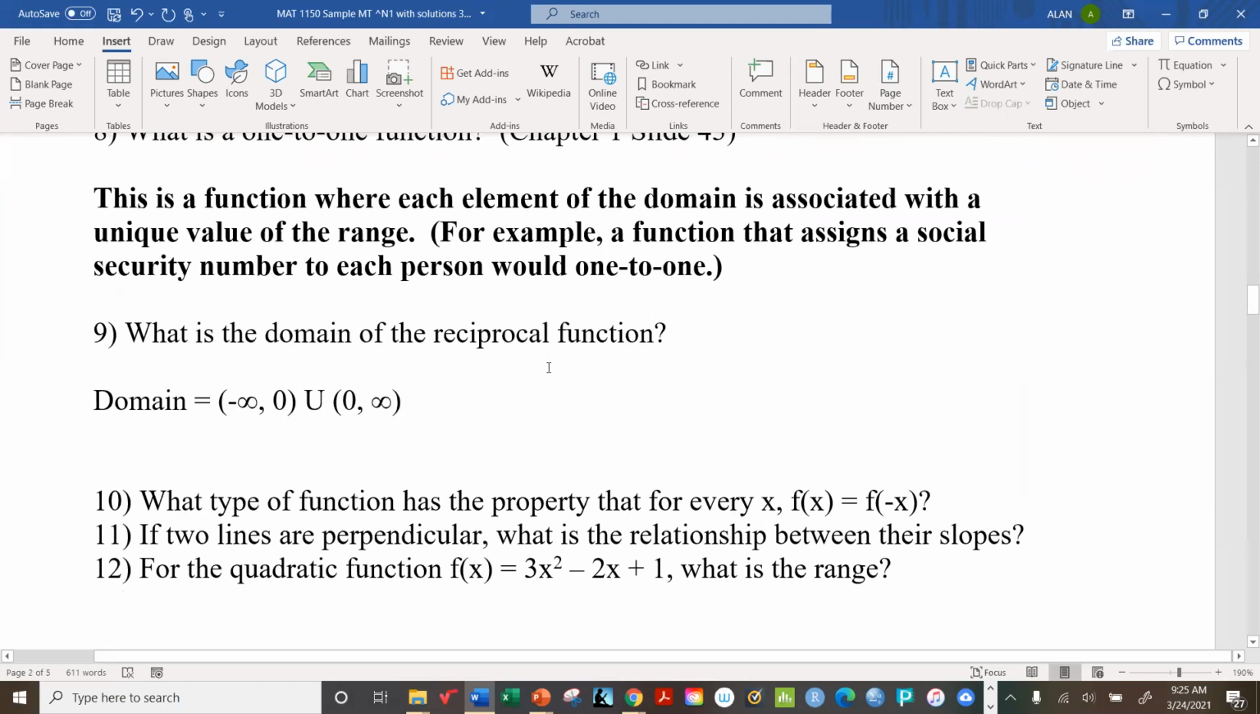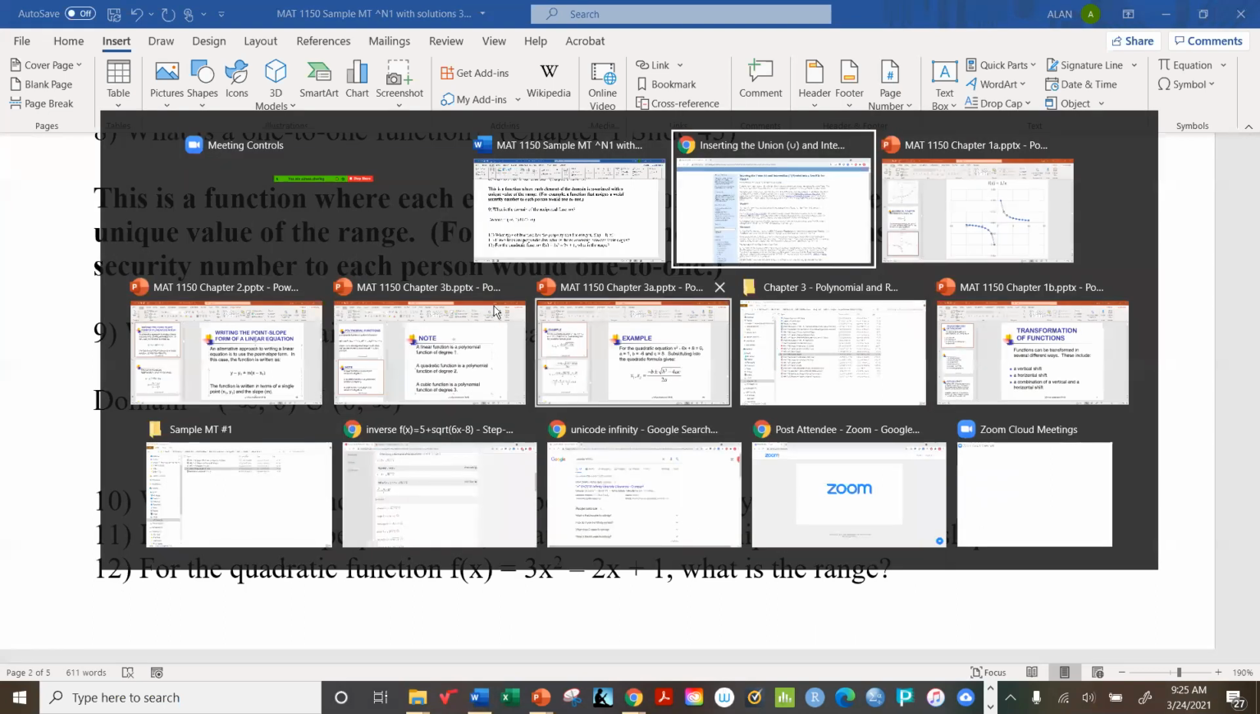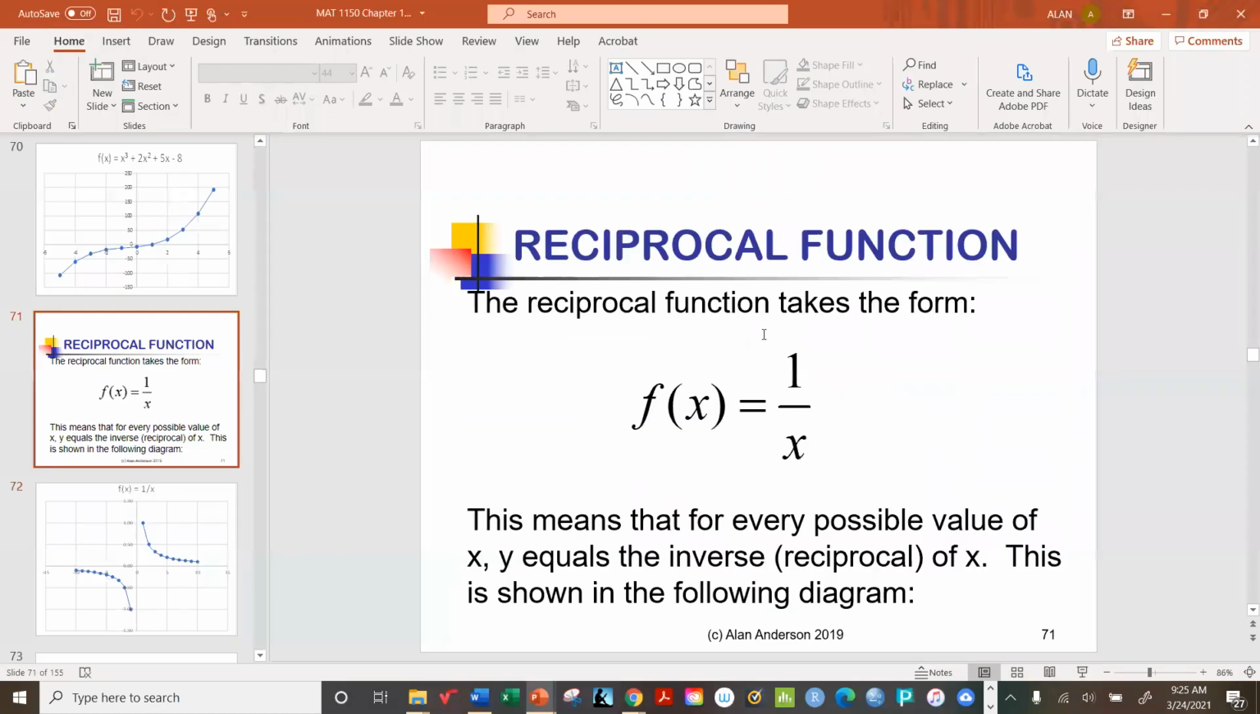So you're just leaving out the U. And I'll just make a note here that the reciprocal function is found on slide 71, chapter 1.